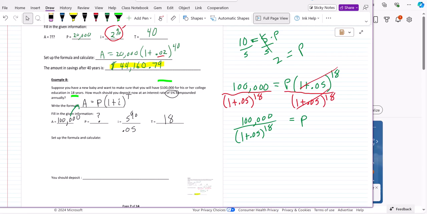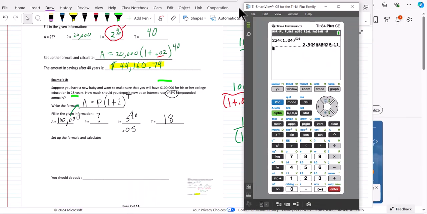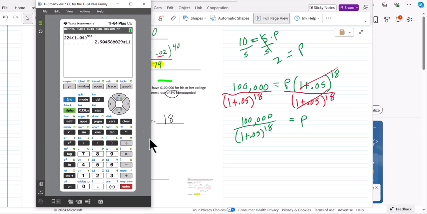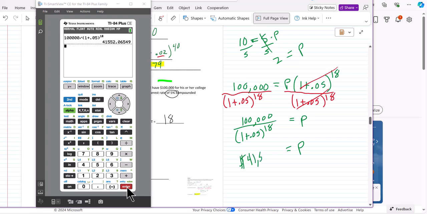So if you want to take your calculator out, you're just going to put this in like this. You take the 100,000 and divide that by, just put it exactly like I have, (1 plus 0.05) raised to the 18th power. Put that in, and that will give you what the principal is. The principal works out to be about $41,552. I rounded that off.